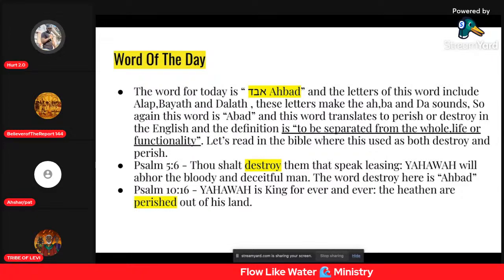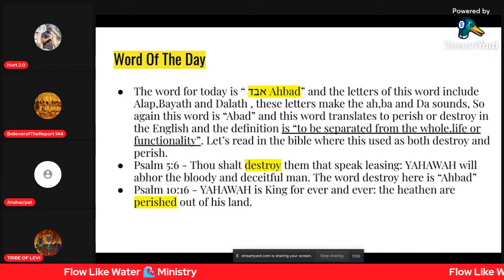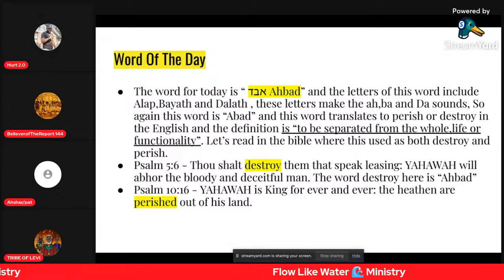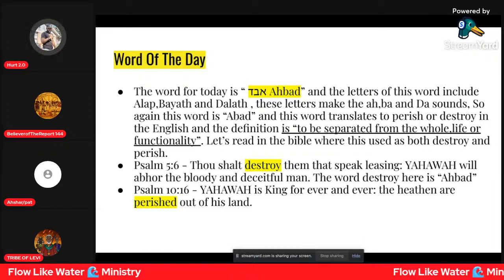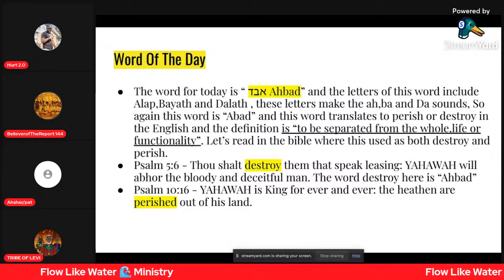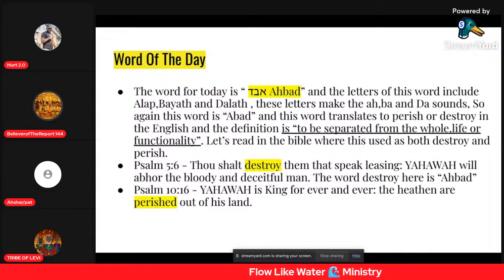Psalm 5 and 6. Thou shalt destroy them that speak leasing. Yahweh will abhor the bloody and deceitful man. The word destroy here is abad. Psalm 10 and 16. Yahweh is king forever and ever. The heathen are perished out of his land. And in Psalm 10 and 16, the word perish there is abad.